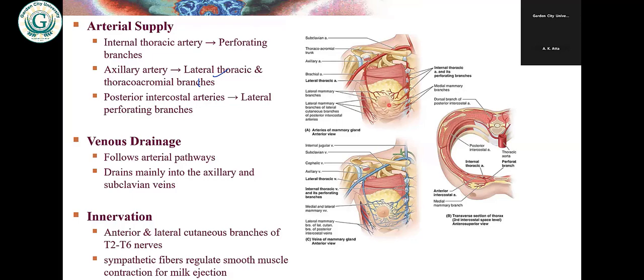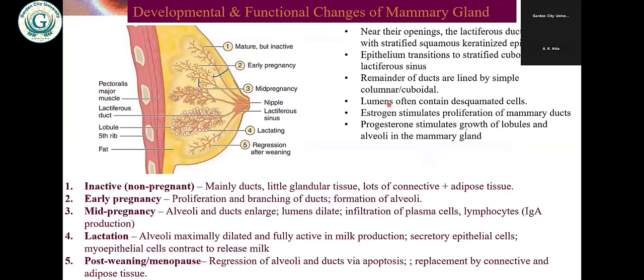The development of the breast, the ducts and the alveoli, is due to estrogen and progesterone. So you realize that in your menstrual cycle, during the proliferative phase after menstruation, that is when, under the influence of estrogen, there is proliferation of the ducts.